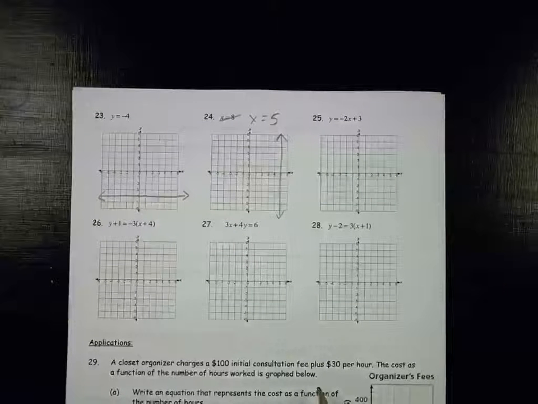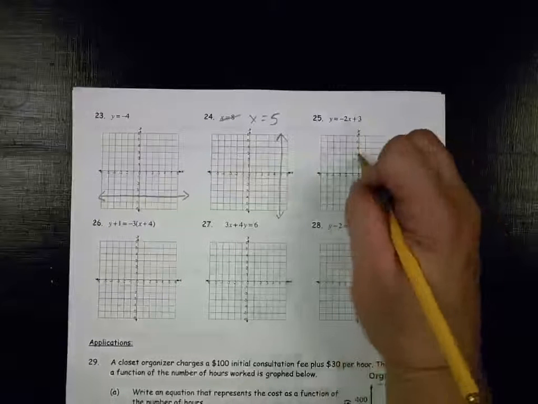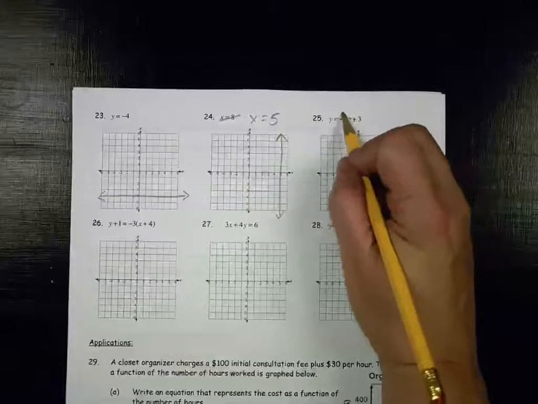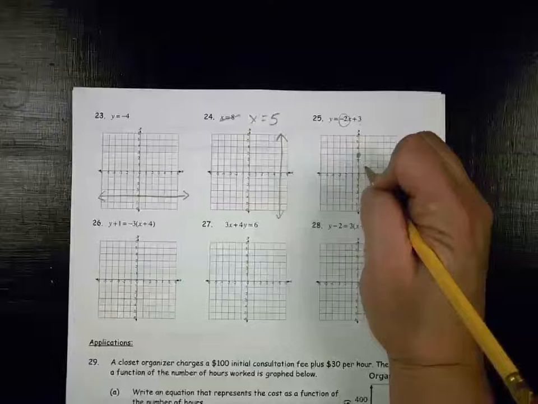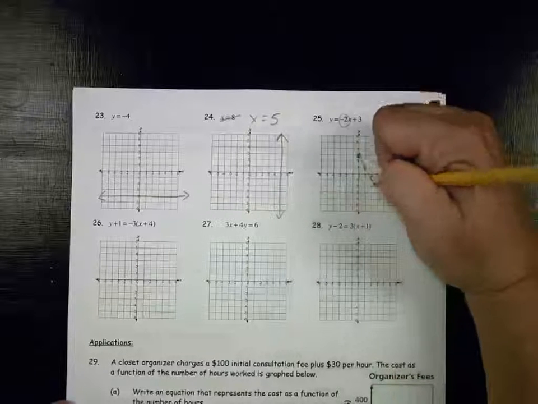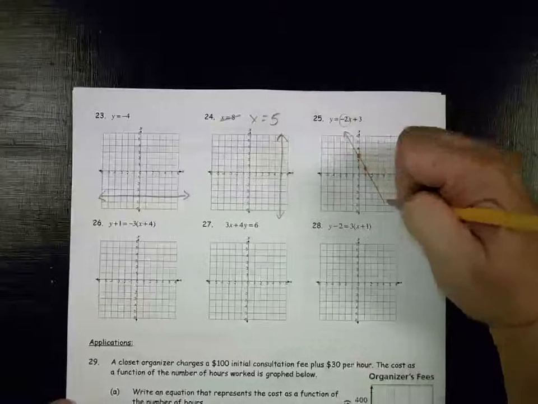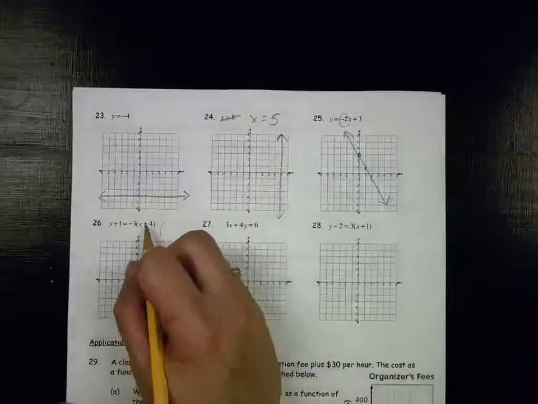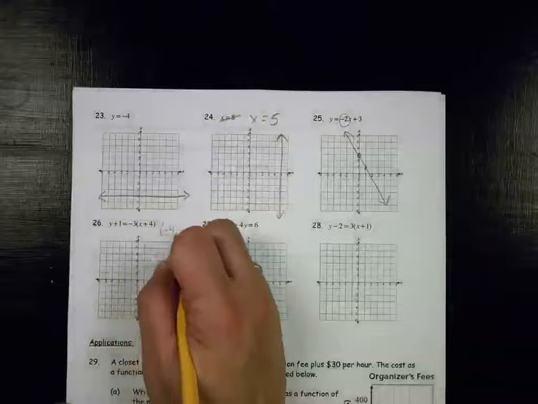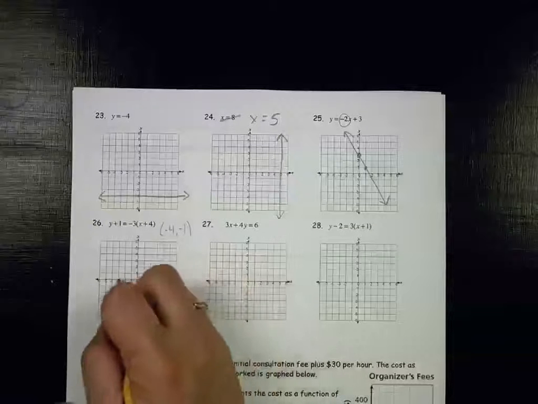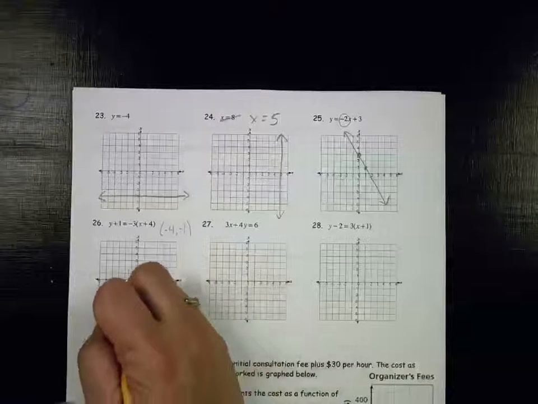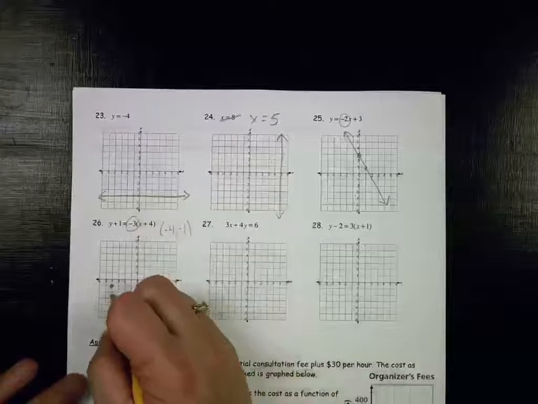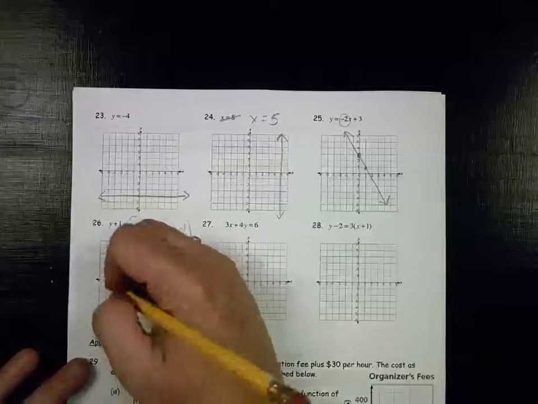Number 25, this is slope-intercept form. So you go to your 3. From there your slope is -2, down 2, and 1 to the right. 26, our points are opposite. So -4, -1. And from there our slope is -3, down 3, 1 to the right.